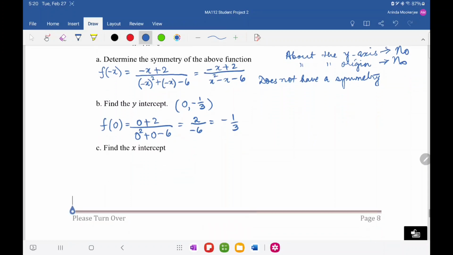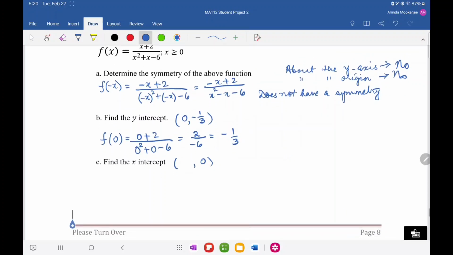The next one says find the x-intercept. Now at the x-intercept, the y value is 0. So what we have to do is make the y equal to 0 and solve for x. In other words, we are solving for x in the equation. So what was our equation? It was x plus 2 divided by x squared plus x minus 6. Now I'm going to surround it with brackets, and we have to make the other side equal to 0.